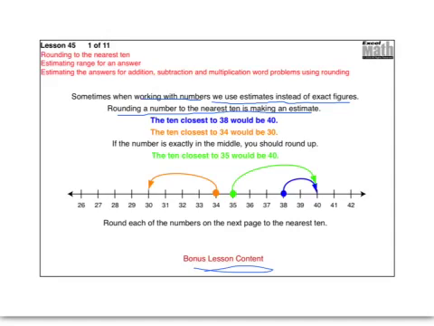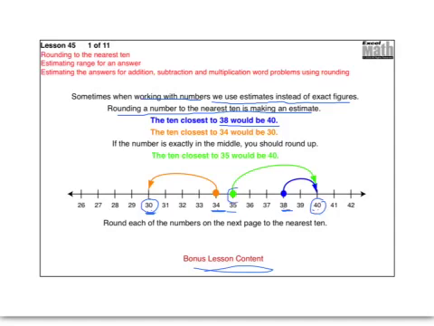So the 10 closest to 38 would be 40. Here is a number line. Here's the number 38. Here's an even number 10. And if we count by tens, 10, 20, 30, 40. So these are both 10s. And the closest 10 to the number 38, you can see, is 40. The closest 10 to the number 34 is the number 30. It's closer to get to the 30 than it is to get to the 40.